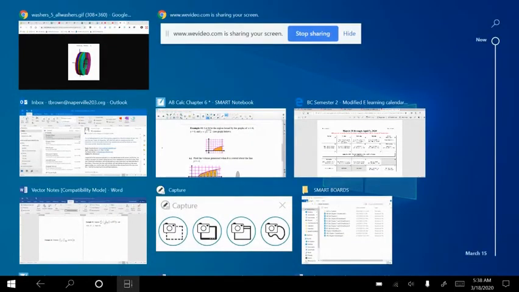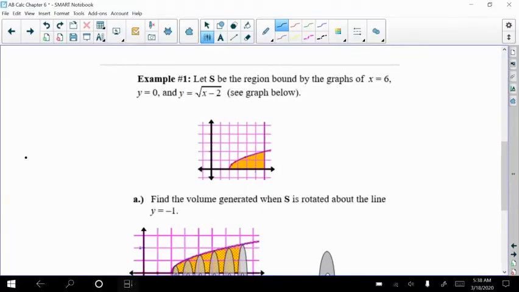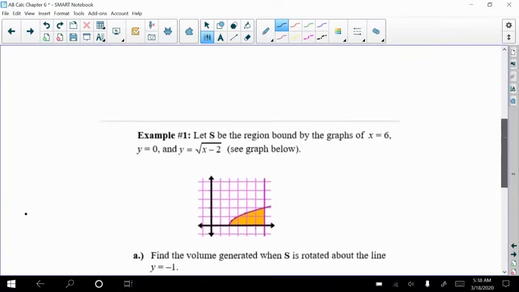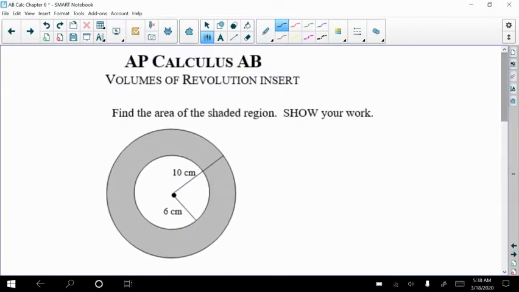So let's go ahead and we'll start looking at some notes. And so this is just in your workbook. And this very first example just comes from geometry. It says find the area of the shaded region, show your work. And so it's two concentric circles. They have the same center, one radius 10, one radius 6. And I want the shaded area.